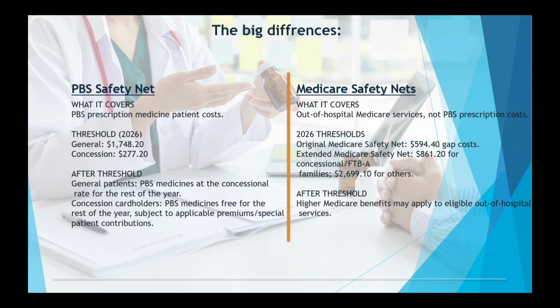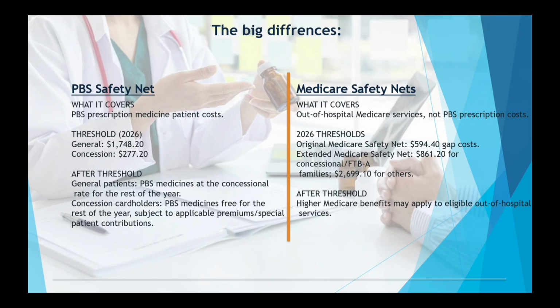And for the general patient, if they have reached their threshold of $1,748.20, it is hard to reach that at the start of the year. Most likely, let me give an example, in October, then for the rest of the year, October, November, December, tentatively 2 months, the medication will be at the concessional price. Now it won't be free for the general patient, but it will decrease to the concessional price. But for the concessional patient it will be zero.